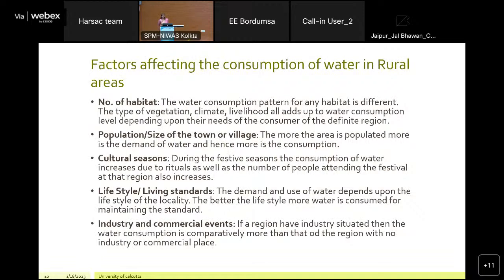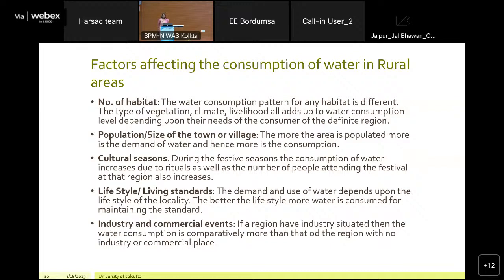So the factors affecting the water consumption in rural areas can be categorized into some major points. And surprisingly and fortunately, all these points have been covered in JJM. The number of habitats, the population size of the town, the cultural seasons, because the water consumption during the festive seasons is more, lifestyle, living standard, that was mainly concerned with the cities, smart cities, but now the rural areas are also adopting different types of closets, different fancy items where the consumption of water increases.